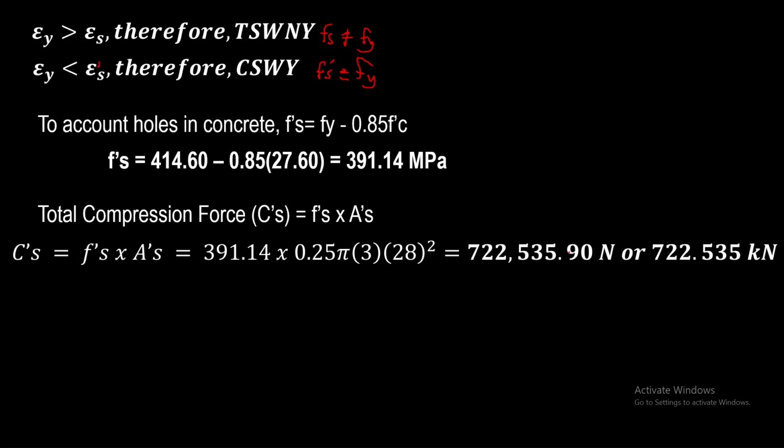And for the value of 391.14, this is Fs in consideration for the holes of concrete, times how many bars are on the compression side, which is 3 pieces. After substituting, we have the total compression force on the compression side of 722.535 kilonewtons.